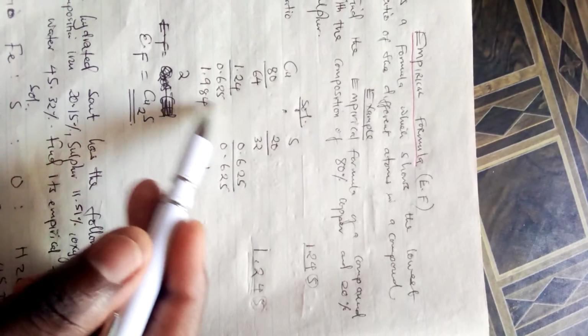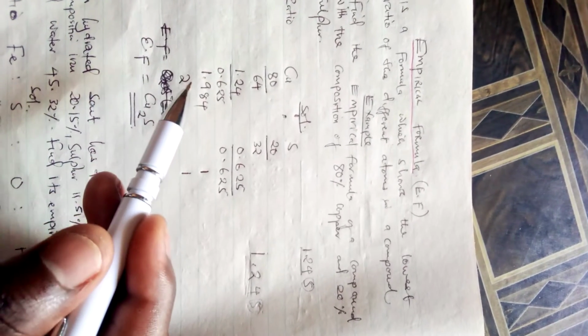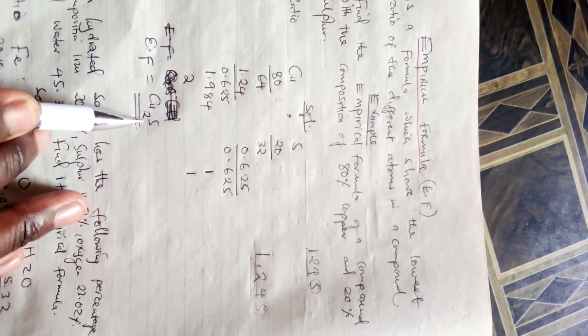So after dividing here, this is what was found. After dividing, this is what was found. So now here we can round off to a whole number. So it gives us 2. And this is what we get: copper 2, then sulfur 1. So it's done there. Let's look at another example.